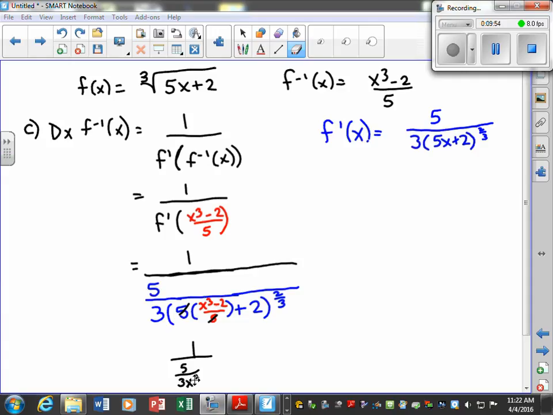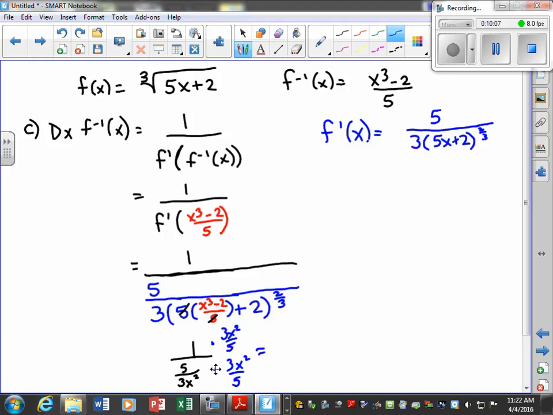And algebraically, let's multiply by the reciprocal, which would be times 3x squared over 5, in the numerator as well. Of course, the whole denominator cancels, and we're just going to be left with 3x squared over 5, which would be our derivative of f inverse of x. Now, the algebra part is what you have to be really careful with in this example.